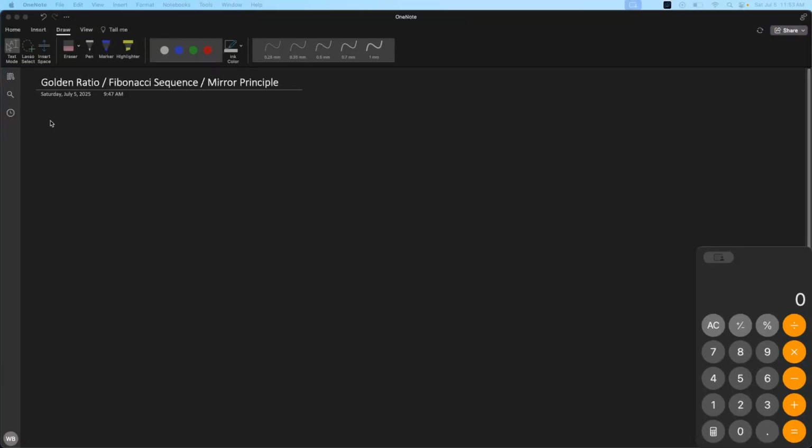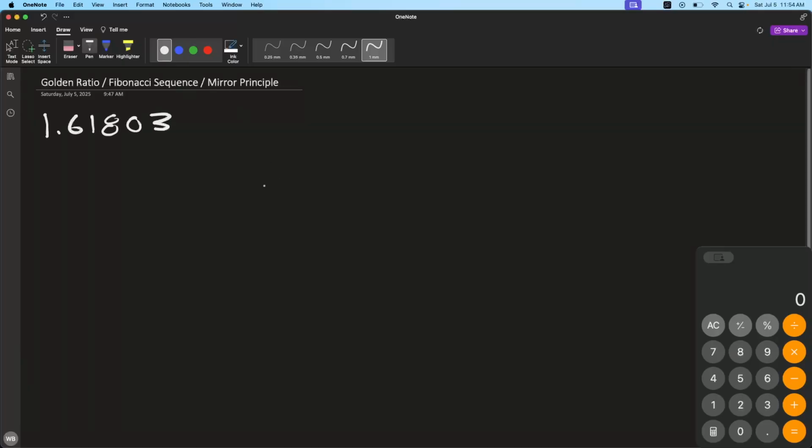Okay, you may have heard of the golden ratio Fibonacci sequence. You may have seen the golden ratio expressed as 1.61803, or maybe just 1.618. I'm going to show you how that number is calculated, what the golden ratio is, and how it relates to the Fibonacci sequence.